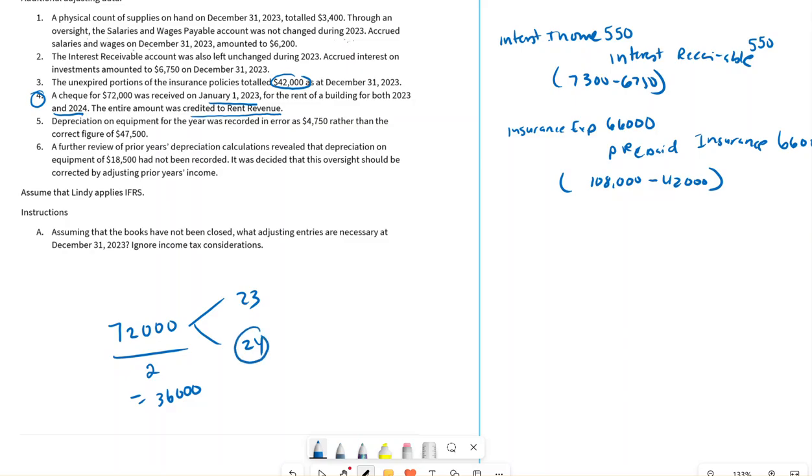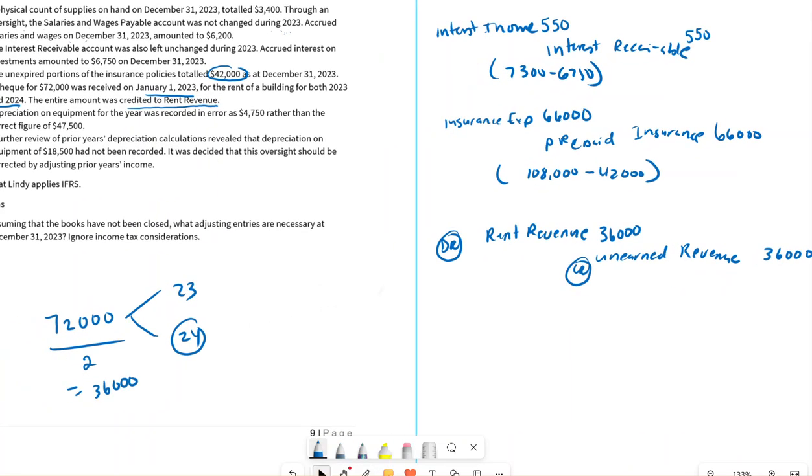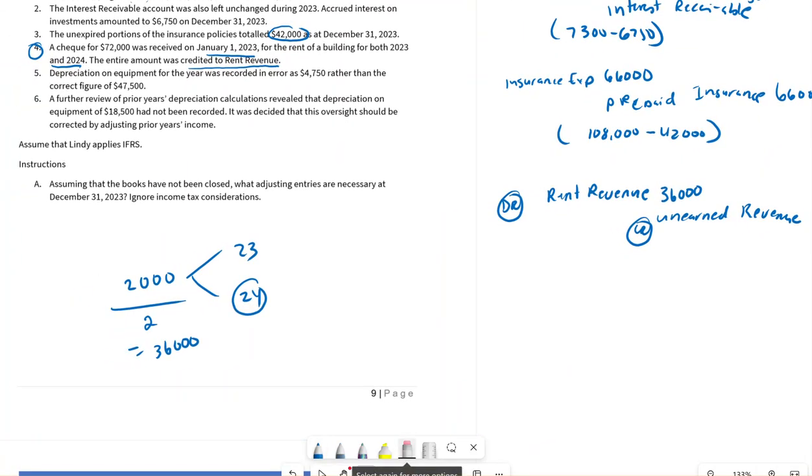If it belongs to the following year, I received it, so I will have to adjust my rent revenue account, and I have to put it in unearned rent revenue because that's a liability. For 2024, I will debit my rent revenue for 36,000. I will credit my unearned rent for the same amount, so I will do that. So going further, my next entry is for number 5.